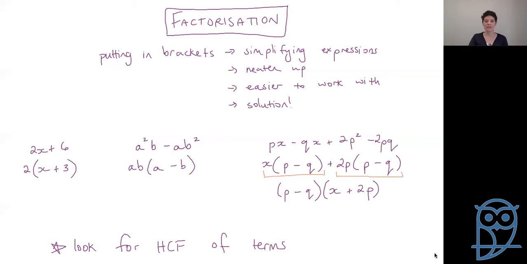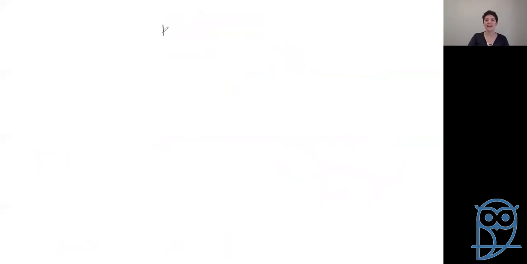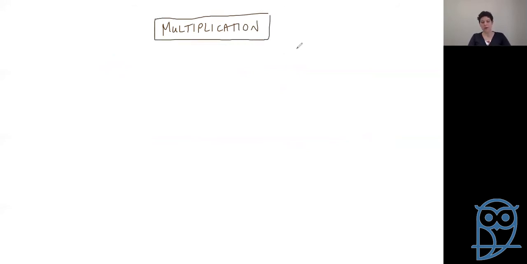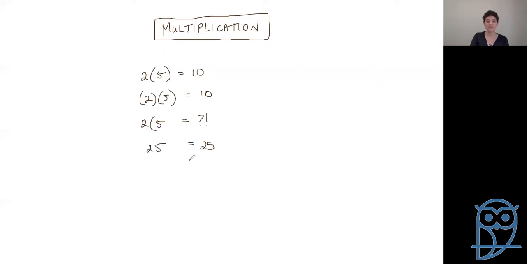Last thing I want to talk about, also a bit sort of basic, but we need to cover it, and that is multiplication. So multiplication, 2 times 5 equals 10. Agree? 2 times 5 equals 10. 2, 5 equals who knows what? 2, 5 equals 25. Okay? 2 times 5 also equals 10, but it is less efficient, it is less neat and tidy, so we tend to not use the multiplication sign.